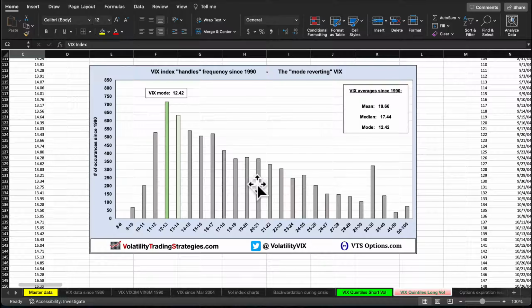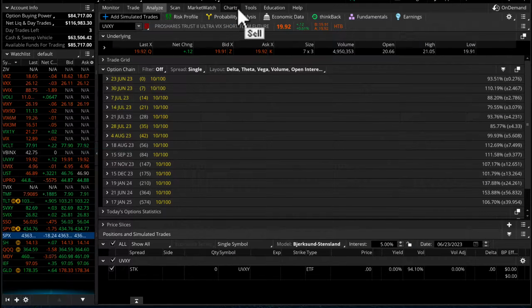that if we use the mode, which is the most commonly occurring number in a sequence of numbers, we can see that a 12 handle of the VIX is the most common number. So 11, 12, 13, and 14 are the most common ranges, which means the VIX does like to stay in those low ranges. A lot of times people get confused by that.